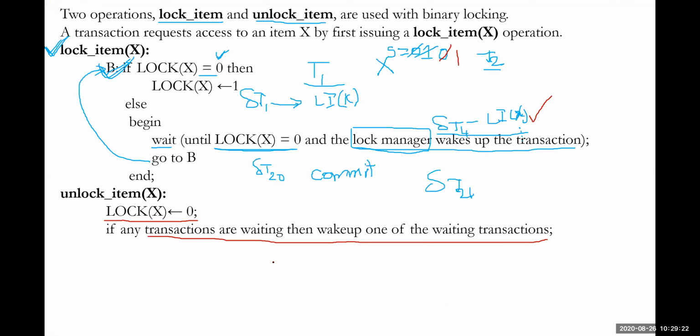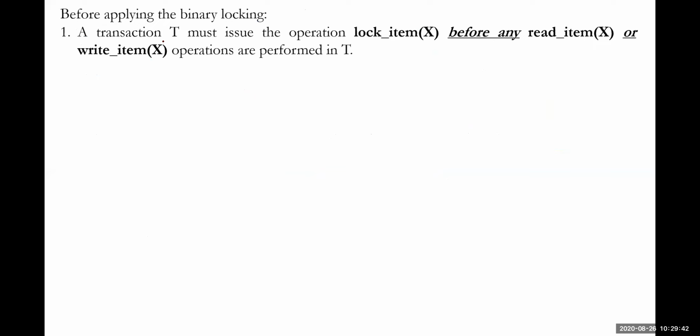Look at this. When we operate lock item and unlock item, there are 4 to 5 restrictions to follow. Let us see. Before applying binary locking, you have to follow these. A transaction T must issue lock item before a read item or before a write item. Either of these two you have to take into consideration. Lock item must be operated before read or before write. Read item followed by lock item is prohibited. Otherwise, write item followed by lock item is prohibited. So it must always be before any read item or write item. That is the first restriction you need to remember here.